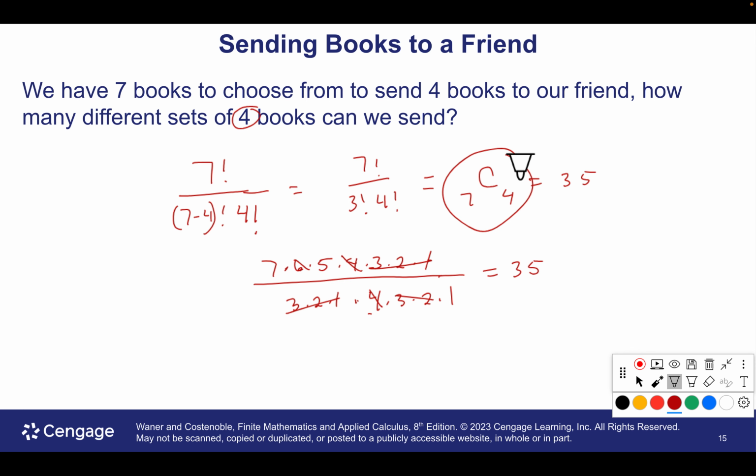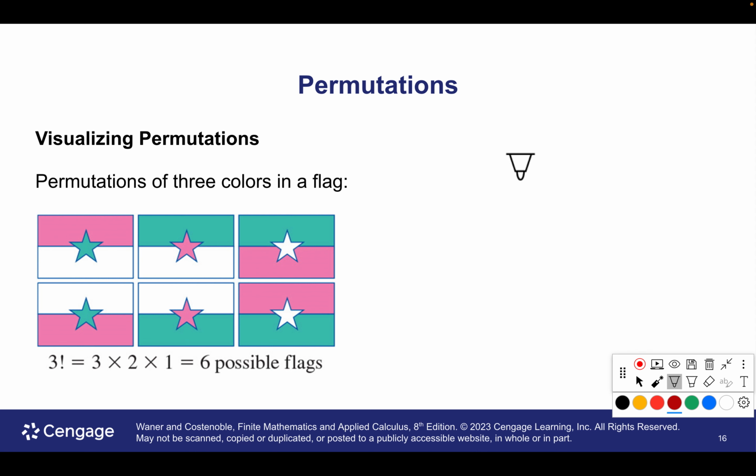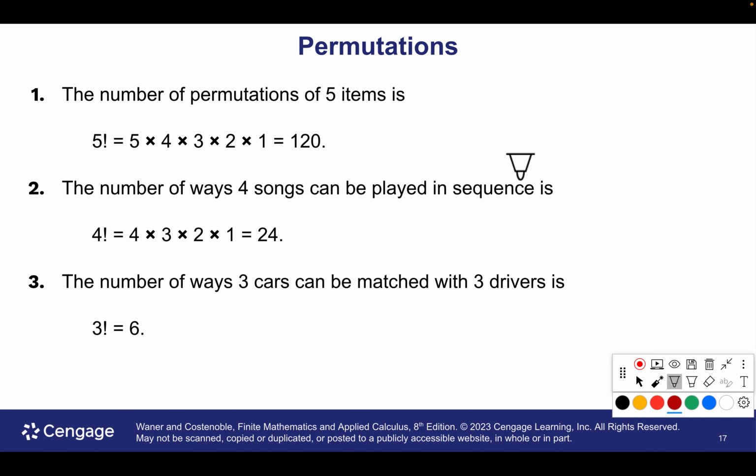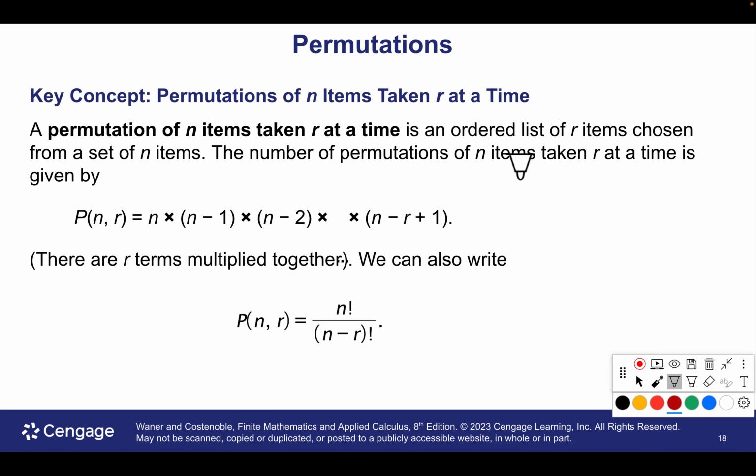Let me just click through these. Here's a visualization. Order's important because how you put the colors on a flag makes for a different flag. 3 colors on a flag, 3 times 2 times 1, is 6 possibilities. This gets through 5 factorial, 4 factorial. Here's the formula. It's just a more formalized way of what we talked about, but again, it's just what we did.